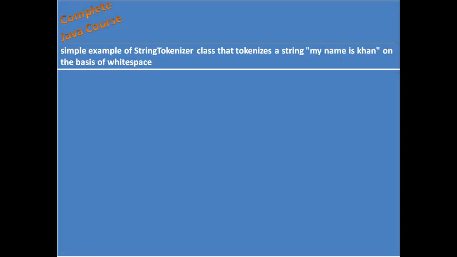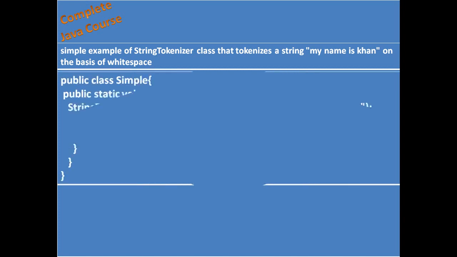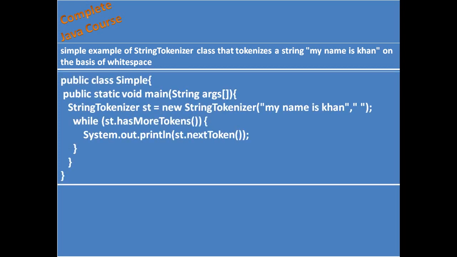Here is a simple example of the StringTokenizer class that tokenizes the string "my name is Khan" on the basis of white space. Here we create a class Simple, and in this class we create an object of the StringTokenizer class with the string "my name is Khan" and the delimiter is space. So it will break this string at the spaces.